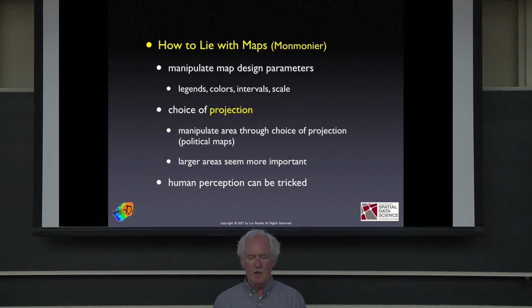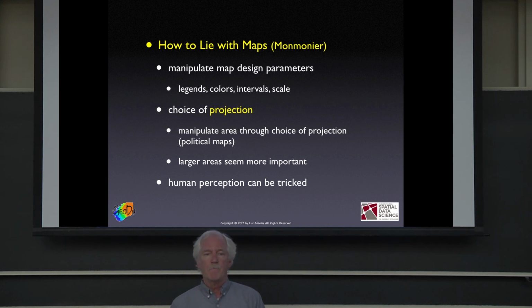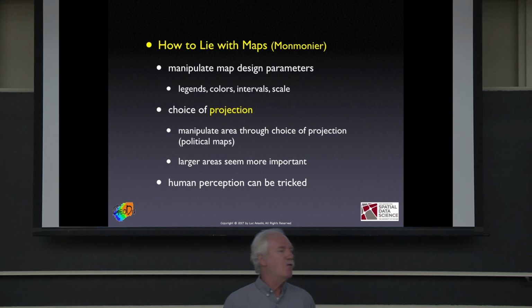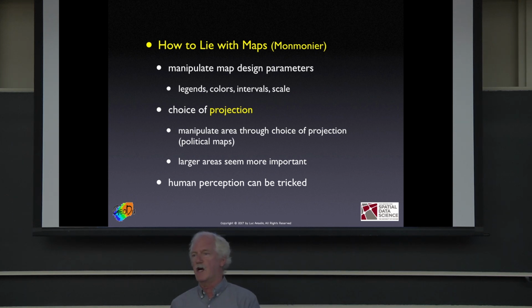And this is exploited in political maps. For example, how would you rate the size of Greenland relative to the size of Africa?